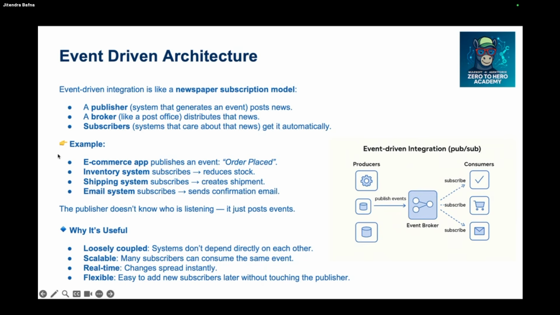One example: an e-commerce app publishes an event, order placed. Once the order is placed, we have to reduce the inventory, reduce the stock, create a shipment, and send a confirmation email. So one message will be published to the event broker, and these three systems, the inventory system, shipping system, and email system, will read this message and do their jobs. One will reduce the stock, one will create a shipment, and one will send a confirmation email.